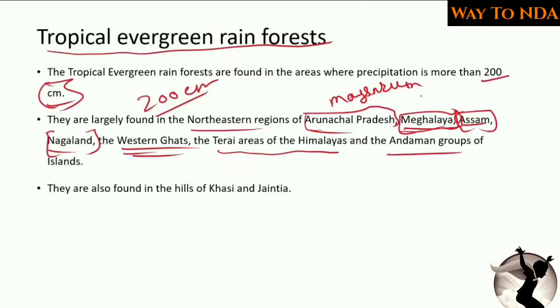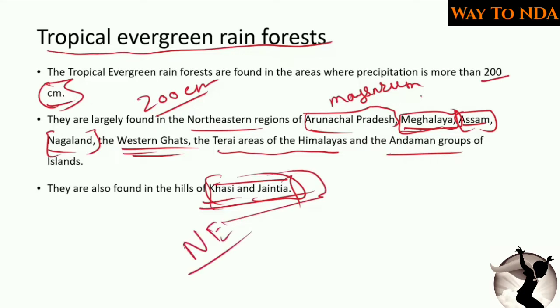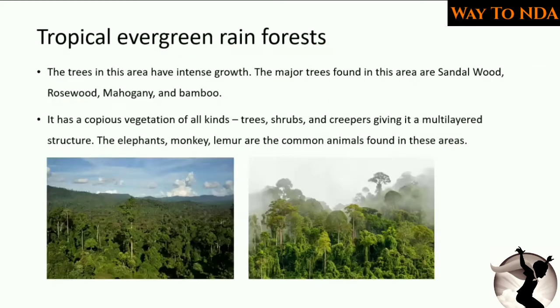Now they are also found in the hills of Garo, Khasi, Jayantia. When we studied about the Indian Himalaya, at that time I showed you the Garo, Khasi and Jayantia hills. So in that area also, that is in the northeast area, you will find the tropical evergreen rainforest. Some more specifications about the tropical evergreen rainforest.